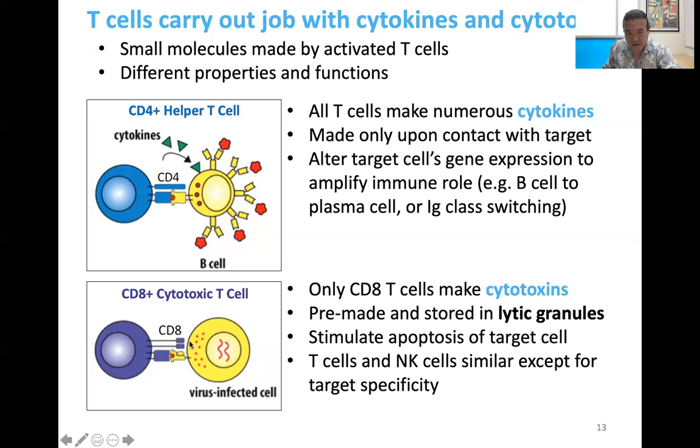And then the messages that the cytotoxic T cell sends over are actually messages that tell the virus-infected cell, you better undergo apoptosis. You better self-destruct and take yourself out of the picture before you end up releasing a whole bunch of new virus particles.